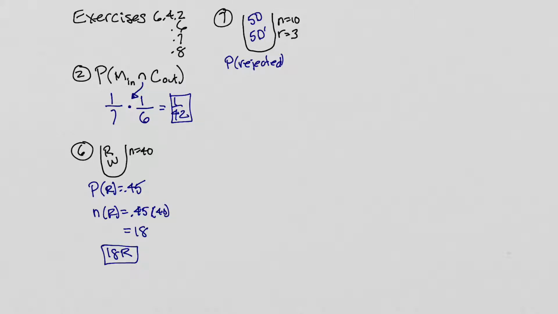So I'll write it in English first. What does it mean to be rejected? We'll get rejected if at least 1 defective. Now, there's a couple ways that we could get this. At least 1 defective. Here's one way to get this. How do you get at least 1 defective out of drawing 3? We could get 1 defective, or 2 defectives, or 3 defectives.